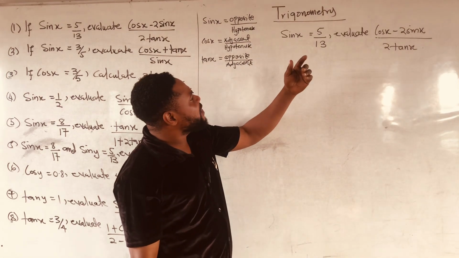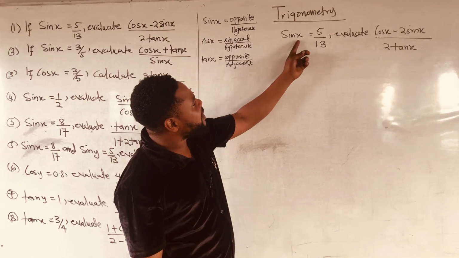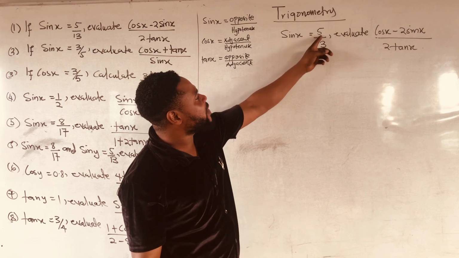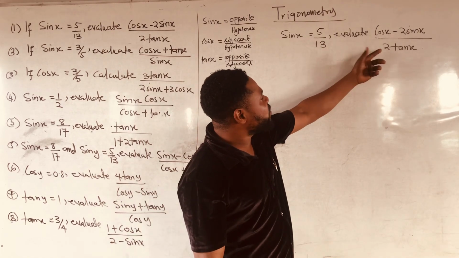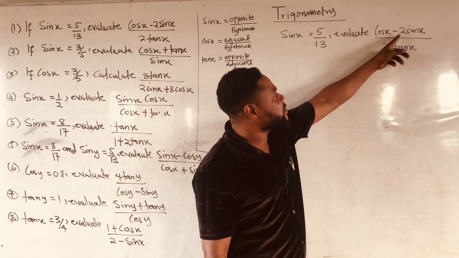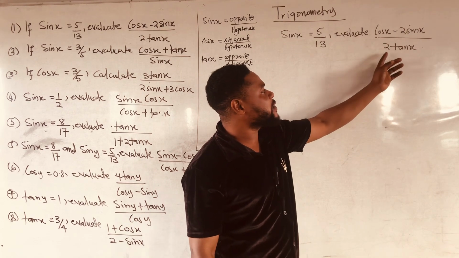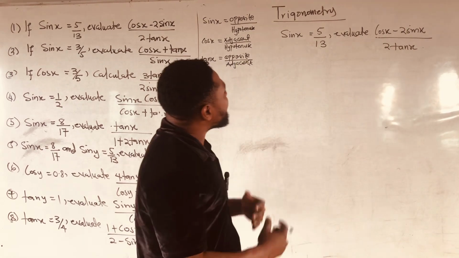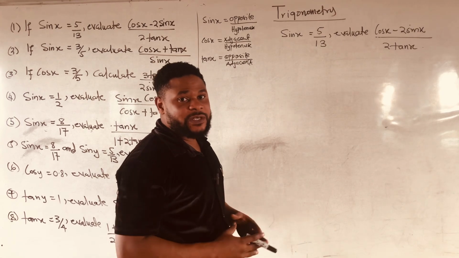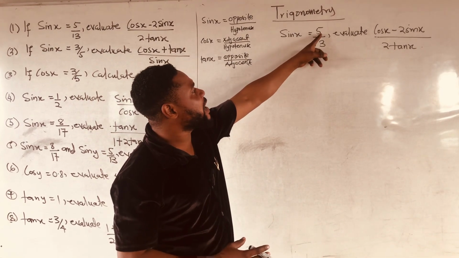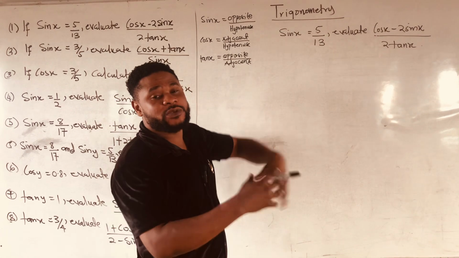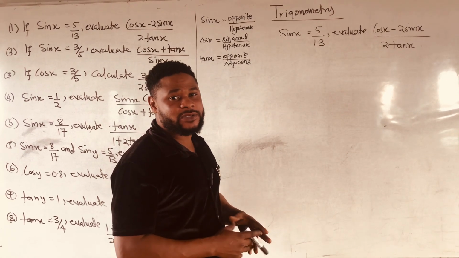We have been told that sine x is equal to 5 over 13, and we have been asked to evaluate cos x minus 2 sine x all over 2 tan x. Now, the first approach to solve this question is that, since sine x is equal to 5 over 13, we need to represent it on a right angle triangle.